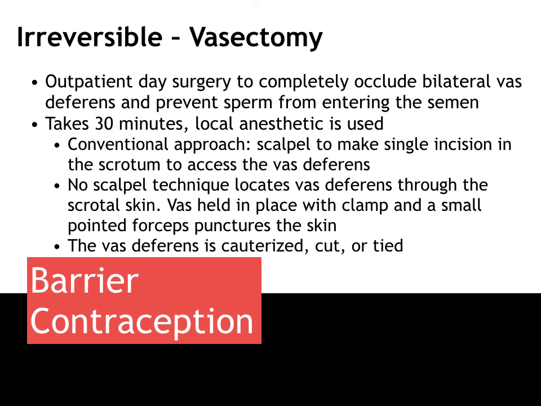They'll use a local anesthetic, and there's a few different techniques they'll use. A conventional approach is to use a scalpel to make an incision in the scrotum. No scalpel technique will locate the vas deferens through the skin, and then they use a clamp and then a forceps to puncture the skin. And basically the vas deferens is occluded one of a few ways, cauterized, cut, or tied, so that eventually there is no sperm entering semen, and that will provide irreversible or hard to reverse contraception.